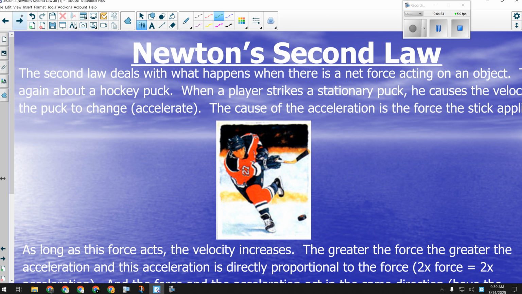Until it hits something, possibly. It would certainly accelerate when it hits something. As long as it's in contact with the stick. The stick is what's exerting the force. As long as the force acts, the acceleration continues. Once the puck leaves the stick, and we're assuming it's on a sheet of perfectly frictionless ice, then it travels at a constant velocity after that.